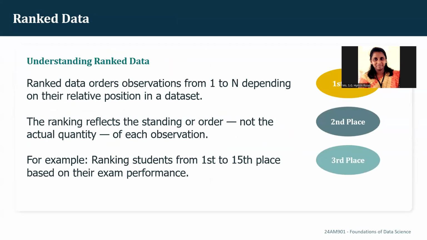This is ranked data. From the name itself we can say ranked, it is going to give a rank. It consists of numbers that represent the relative standing of observations from 1 to n. The values reflect relative order from first, second, third to nth place. For example, ranking students from first to 15th place based on their exam performance, or race finishing position first, second, third. Ranked data answers the question, what is the relative position within the group? Everything comes under this ranked data.